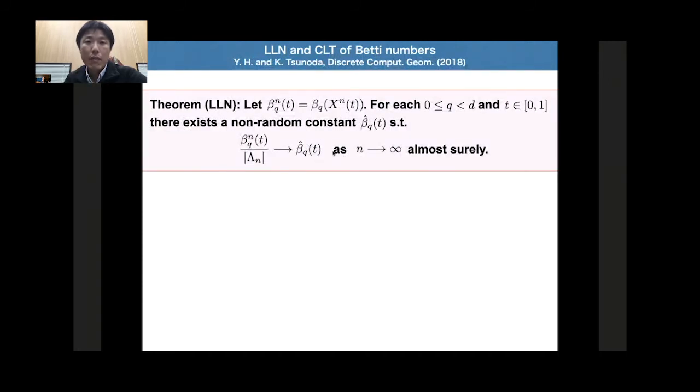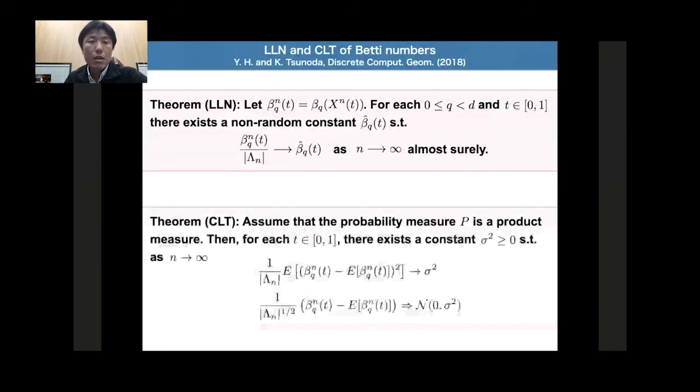So namely, this theorem clarifies the averaging behavior of the Betti numbers, and also shows that the volume of the window is an appropriate scaling factor to observe this limiting behavior. So this is the law of large numbers of the Betti numbers. And in today's talk, I will not use the following results, but for reference, I just show that the central limit theorem also holds in this setting. All right, so this is the law of large numbers and the central limit theorem of the Betti numbers.